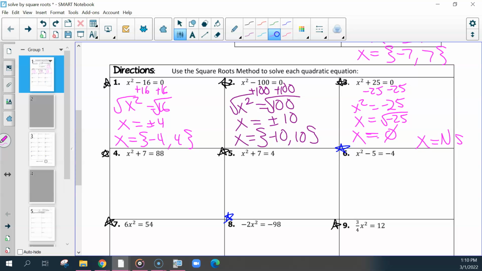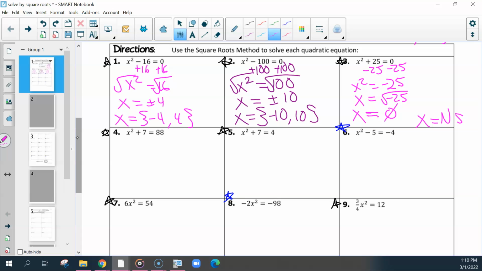Wait, isn't that a perfect square? Wouldn't it be 5? If the negative wasn't there, then yes. But because the negative is there, we can't do this problem. So if they're negative, they have no solution in this class. Technically, there would be an i, because that's the square root of negative 1, which we're not talking about in this class. Got it.